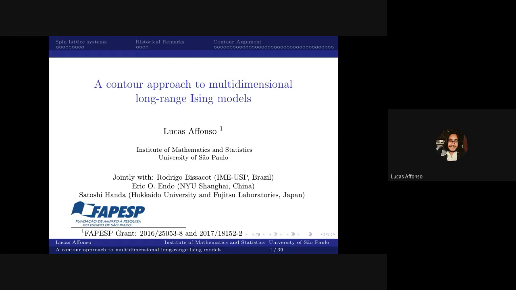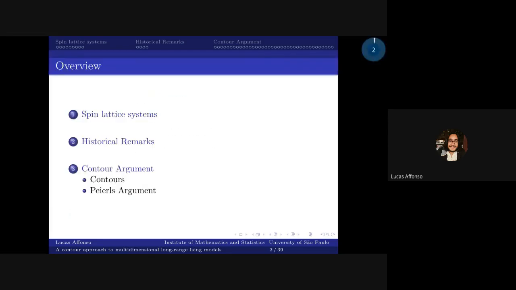Okay, yes, thank you, Aline, for the invitation. And today we will be talking about a contour approach to multidimensional long-range Ising models. This is a joint work with Rodrigo Bissacot, Eric and Satoshi Handa, and we will start by reviewing some basic settings of spin systems. We'll talk a little bit about the previous work that was made on this subject. And after that, I will explain the idea behind the contour argument that we developed.